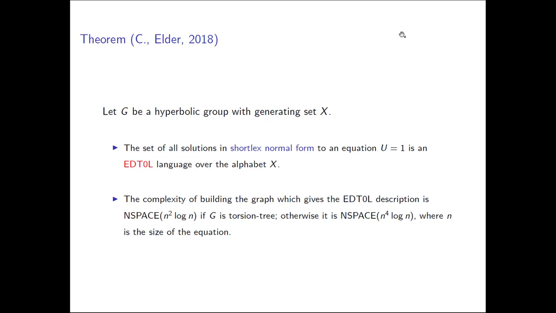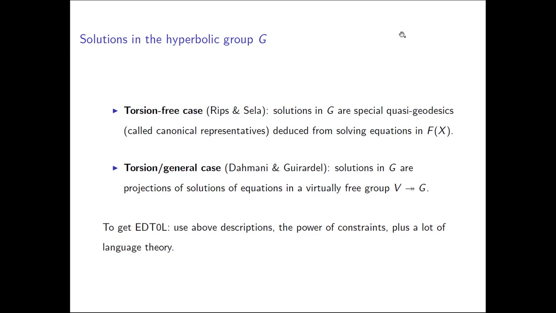And I was going to say more about hyperbolic groups, except that the most important and beautiful work was already done. So the group theory part was done for the torsion-free case. Rips and Sela, so the solutions in the hyperbolic group come from solving equations in free groups, and very fortunately for us, the way the solutions end up being given in the hyperbolic groups are quasi-geodesics, and we can do a lot of language theory to get from quasi-geodesic to shortlex. If they're not quasi-geodesics, it will be much trickier. So in hyperbolic groups, quasi-geodesics are regular for appropriate constants, and that's why we can work with this.